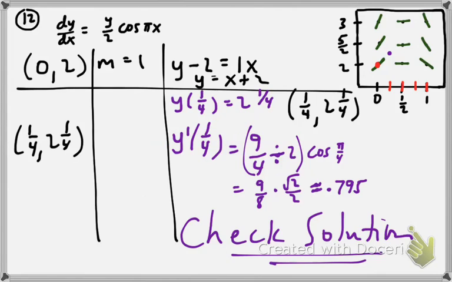So the next part, part C, I believe won't be as time consuming as part B, so let's take a look. Part C is asking us to find the actual solution to the differential equation. And let's rewrite this. Let's rewrite the equation: dy/dx equals y over 2 times the cosine of pi x.